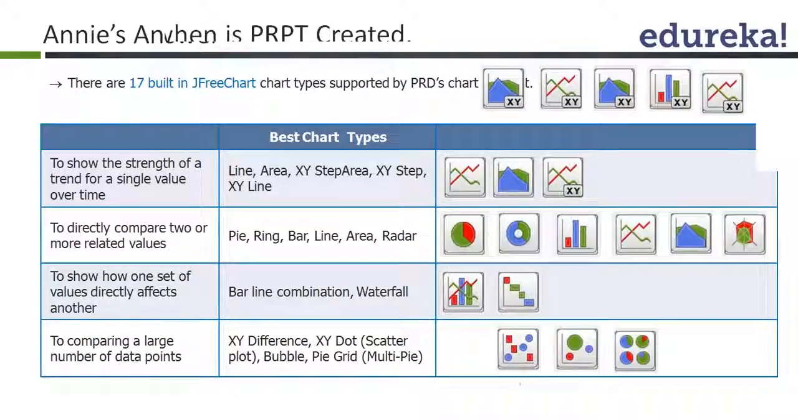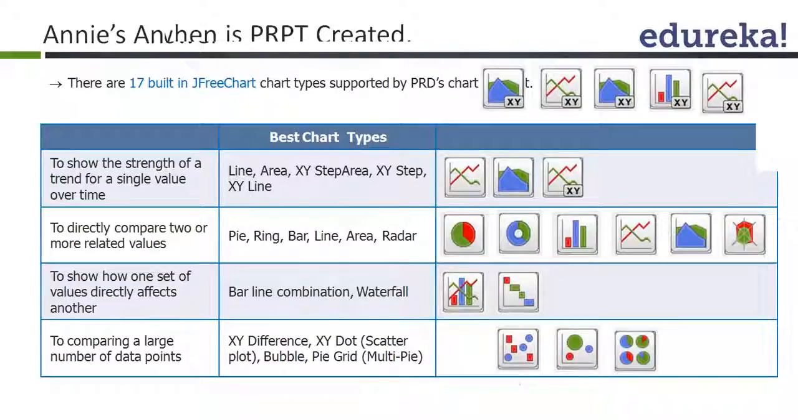Then the third category is to show one set of values directly affects another. So it is again kind of comparative analysis. So bar line combination and waterfall. So you can see how the trending is happening along with actual values. So that type of comparative analysis you can do. So that is the third category. You can mix the chart.